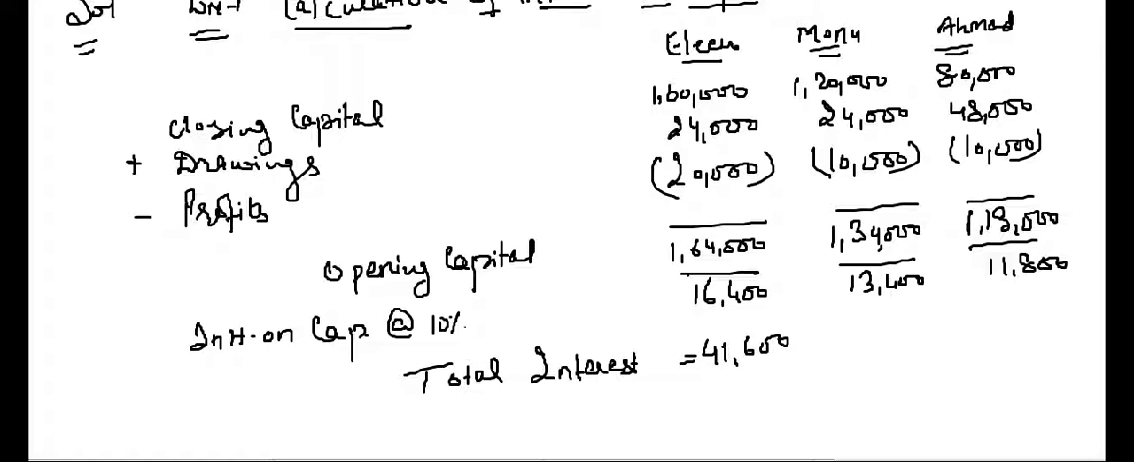Clear? First of all, we have calculated the opening capital, because interest on capital is to be calculated on opening capital and we are given the closing capitals. For that, we will add back what has been subtracted from opening capital and we will subtract what has been added. Now, what is the second omission? Second omission is interest on drawings.